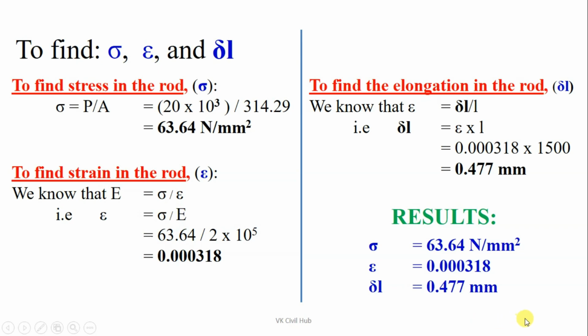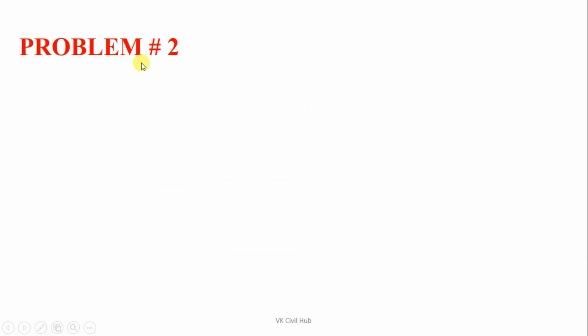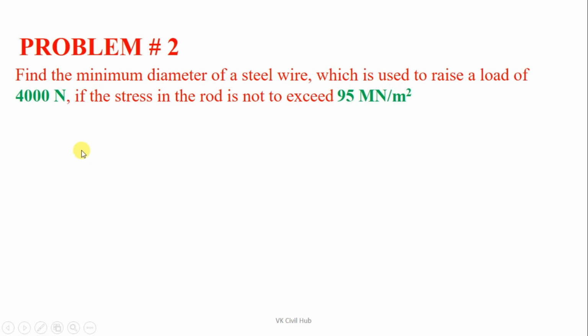Now let us see what is the second problem. The problem goes like this. Find the minimum diameter of a steel wire which is used to raise a load of 4000 newtons if the stress in the rod is not to exceed 95 meganewton per meter square.